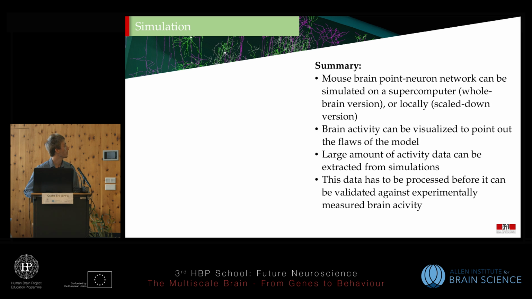So finally, we can simulate the whole brain model on a supercomputer, or we can do it locally with a scaled-down version. But again, we have to be very skeptical of the result of a scaled-down version, although so far we've observed pretty similar overall activity. Of course, if we looked at smaller regions, it would be very different. We can also visualize all of this to point out where we potentially made some mistakes, such as not having inhibition. There's so much data that we can get out of the simulations that there's no way to directly compare it to experimental measurements. So we have to process this data, and mostly we have to lose a lot of information. But that's what you have to do to compare it to experimental measurements.